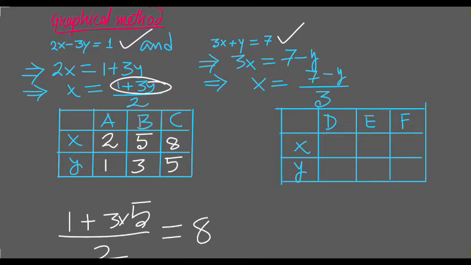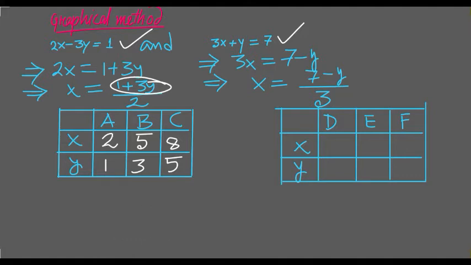Now look at the other equation. Now you have x equal to (7 minus y) divided by 3. In the denominator you have 3. That means you need to choose y in such a way that the numerator becomes a multiple of 3. So if I choose y equal to 1, then 7 minus 1 is equal to 6. 6 is a multiple of 3. Hence 6 divided by 3 is equal to 2.